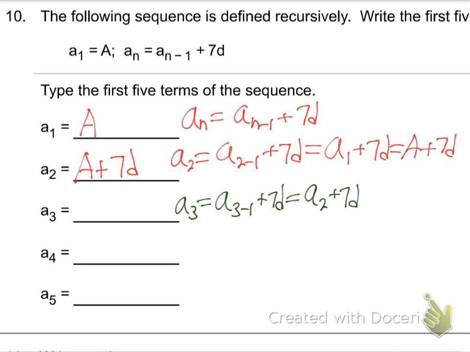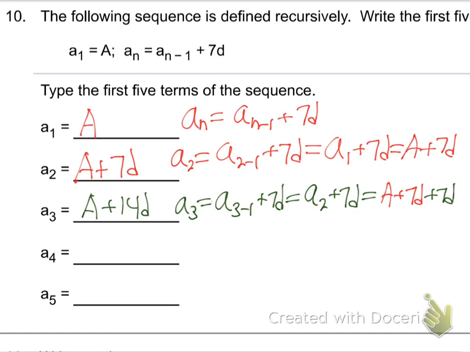So it's A sub 2 plus 7d. Always refers to the previous term. It's recursive. So A sub 2 is A plus 7d. Well, here, let me try to use the colors to help. Previous term plus another 7d. So it's A plus 14d. Exactly. We good there?